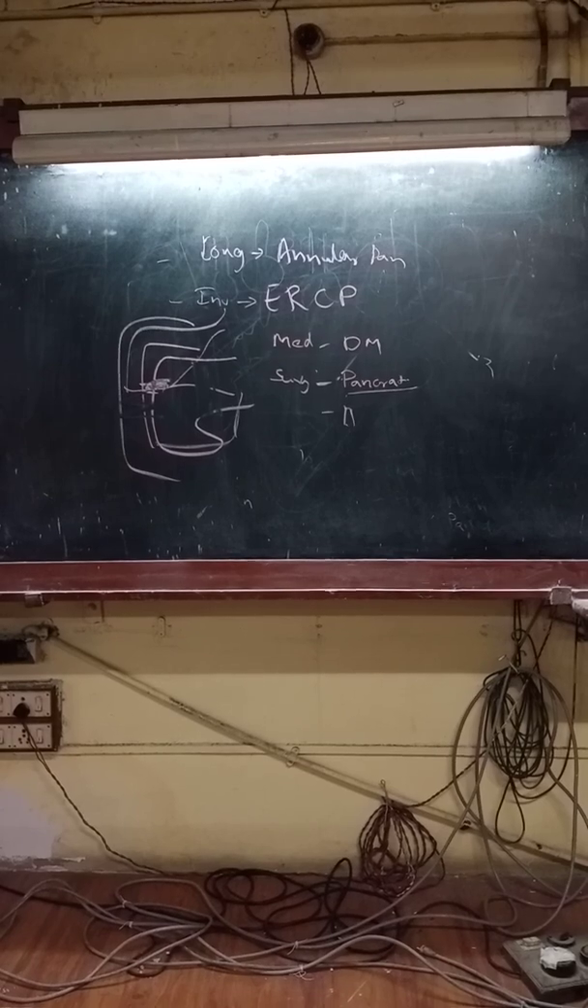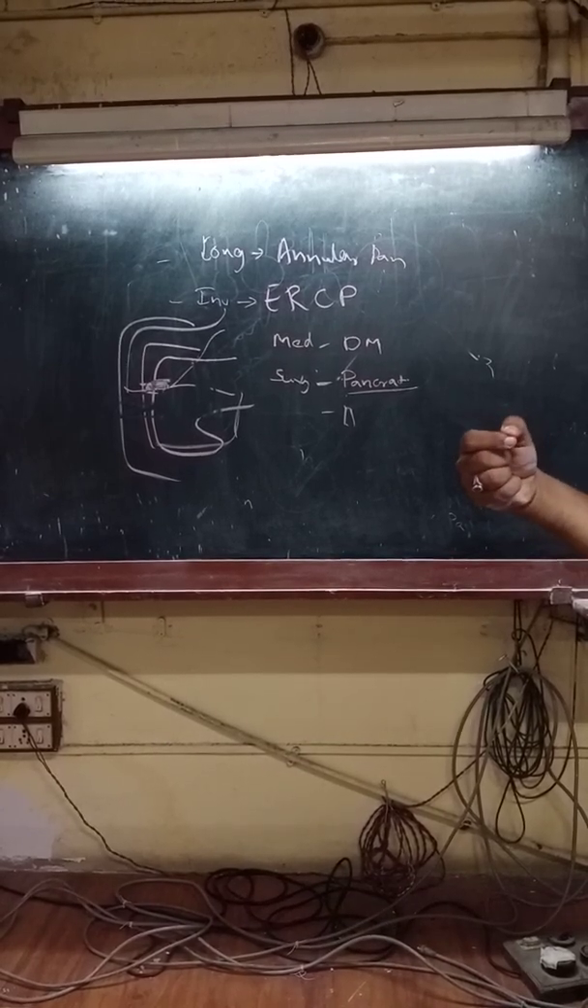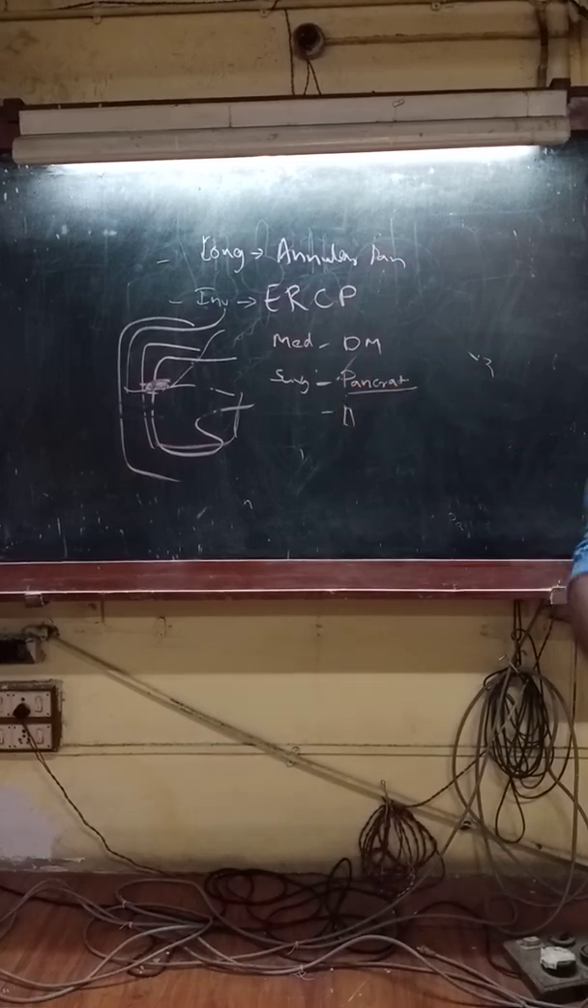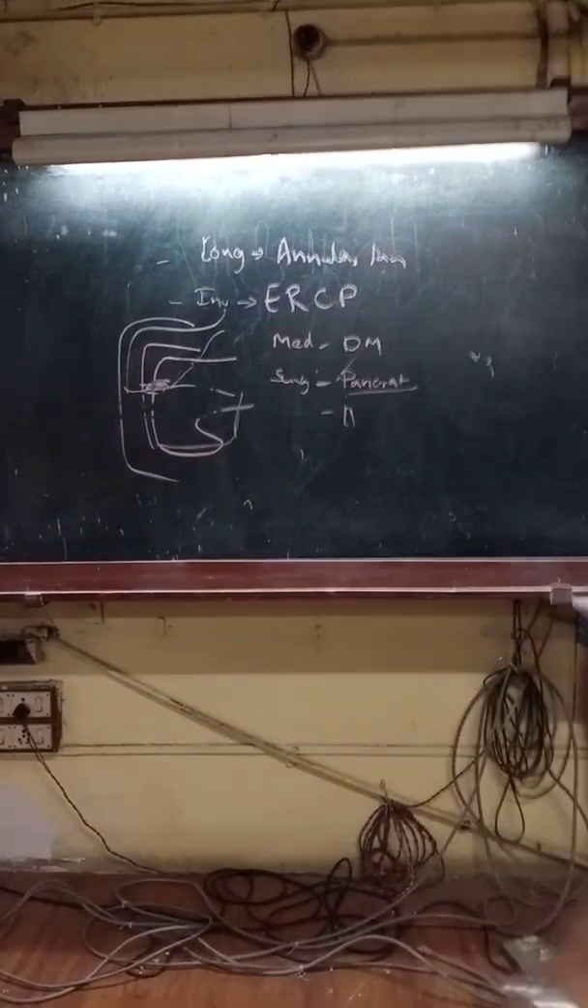So this is why you need to know anatomy. Patient of ascites, you may be thinking some problem is there in the liver, and then you realize it's a cancer of pancreas. So that's all about the pancreas.